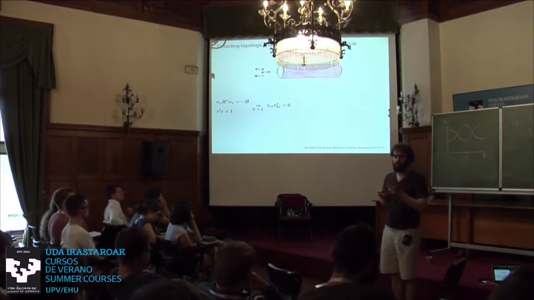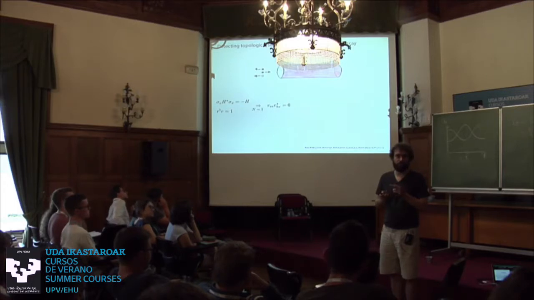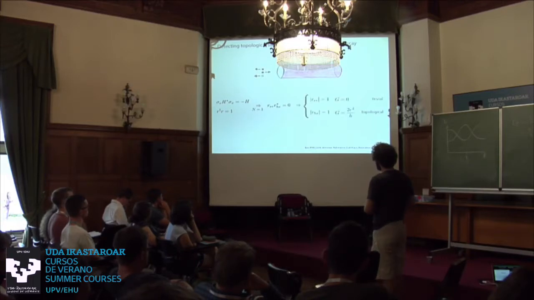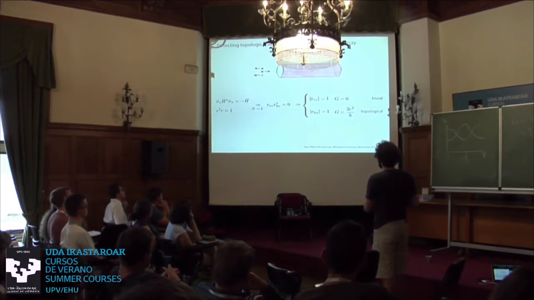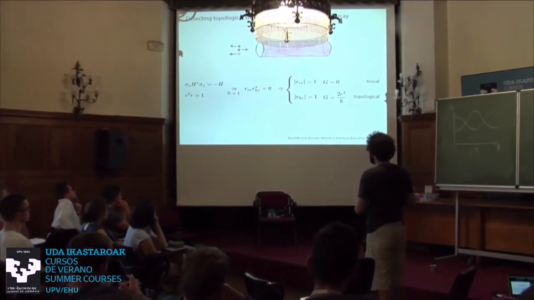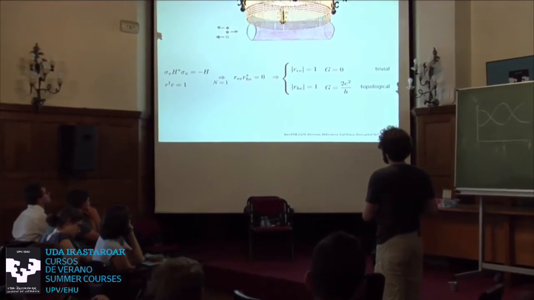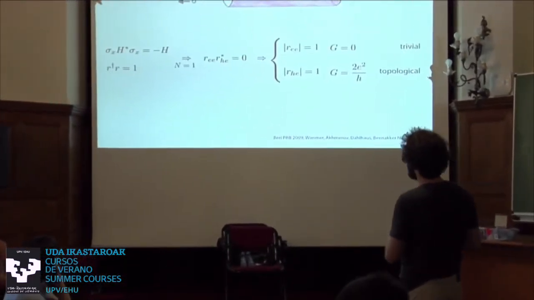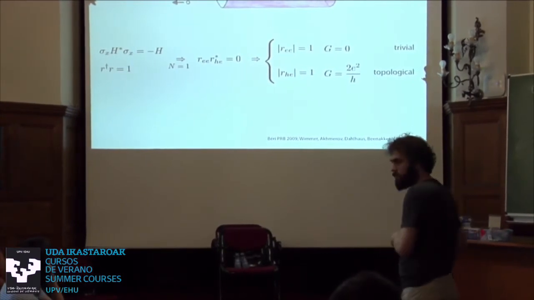If a product of two things is 0, then one of them has to be 0. And since R dagger R is equal to 1, they cannot both be 0. So it turns out that if the electron is reflected as an electron, that means that the conductance of this thing, the NS conductance, is 0, and you have a trivial superconductor. If it's reflected as a hole, then you have a conductance of 2e squared over h, because there's a Cooper pair that will be transported. Then this wire is topological.